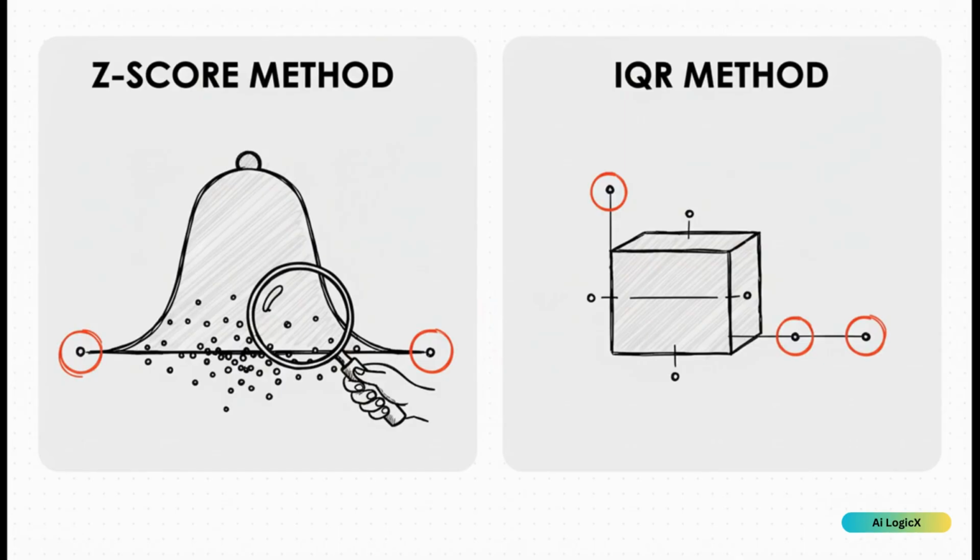Then we have the IQR method. This one's a bit more versatile. It finds the range where the middle 50% of your data lives, and anything that falls way outside that central box gets flagged. It's perfect for data that's a little skewed or not so perfectly shaped.